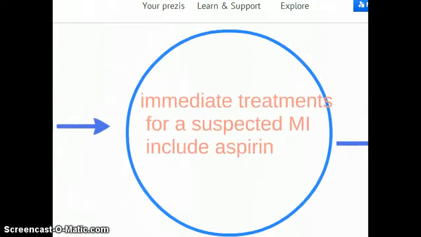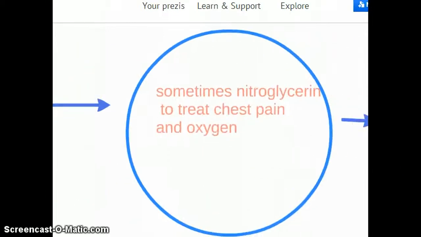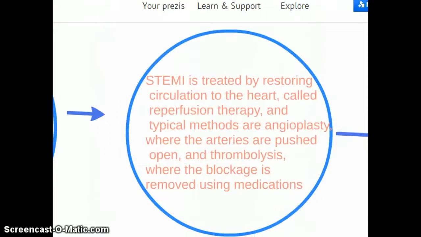Treatment. Immediate treatments for a suspected infarction of the myocardium include aspirin, sometimes nitroglycerin to treat chest pain, and oxygen. STEMI is treated by restoring circulation to the heart, called reperfusion therapy, and typical methods are angioplasty, where the arteries are pushed open, and thrombolysis, like I explained in the video before, where the blockage is removed using medications.